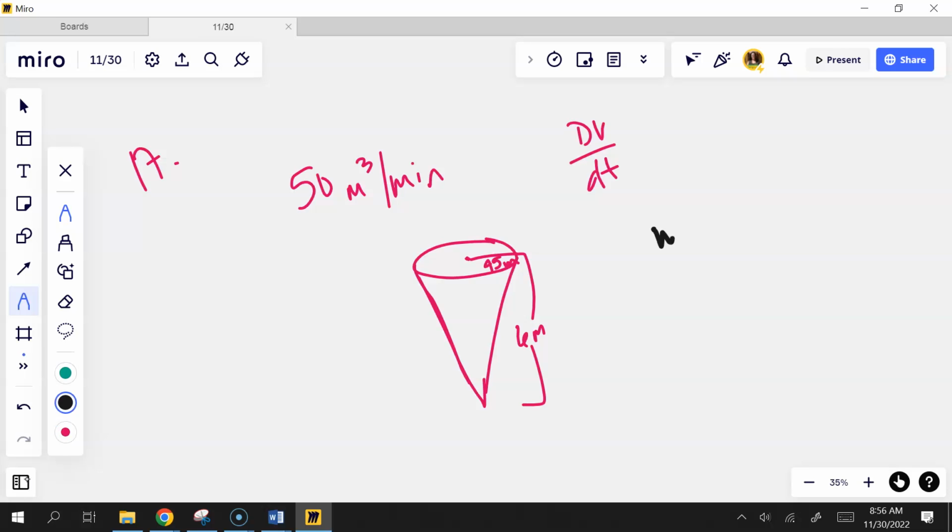So what we want is how fast the water level is falling. So the water level would be the height, right? So we want to know how the height is changing with respect to time. Did y'all get that? And it says for that when, what did it say? When the water is 5 meters.